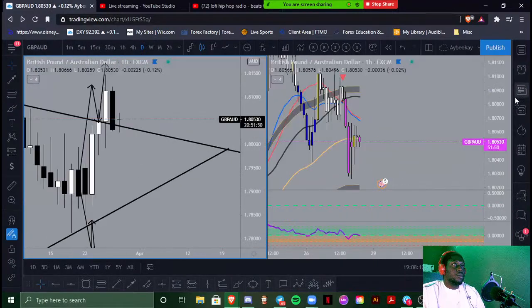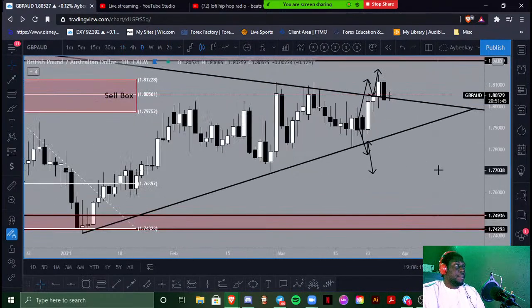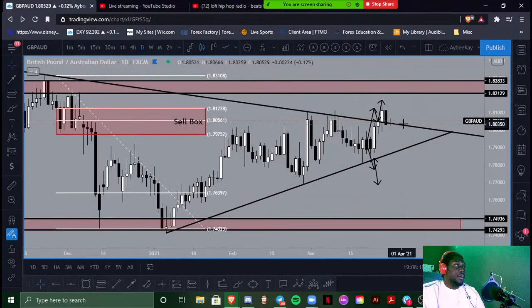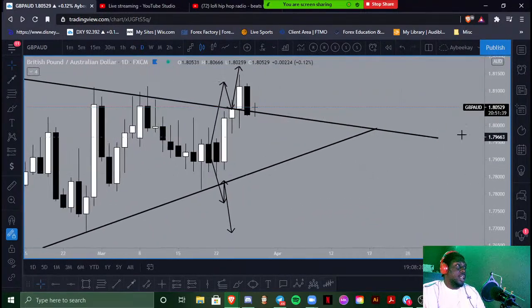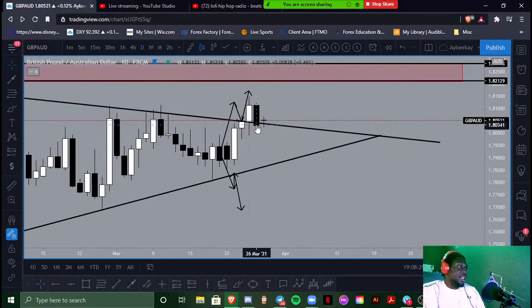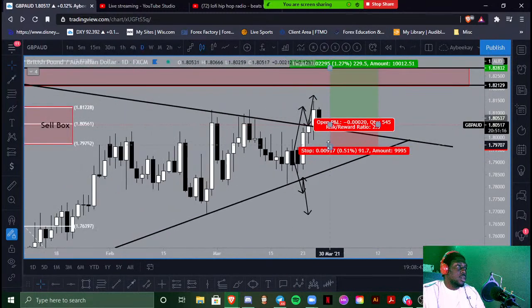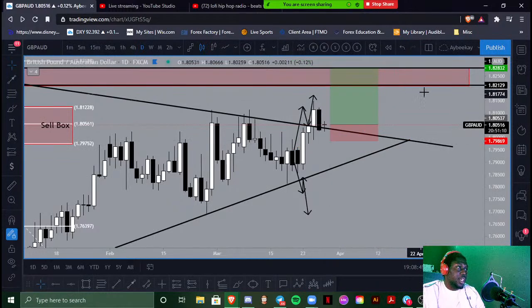GBP AUD. I'm not a fan of trading this type of pattern, but I said it last week. I wanted either a break to the downside, retest, continuation, or a break to the upside, retest, continuation to the upside. We got the break to the upside. So with that being said, by all means, this is something that I'm gonna start trying to see how they play out. Gonna put my stop loss under this wick right here. I don't think price will get near it.